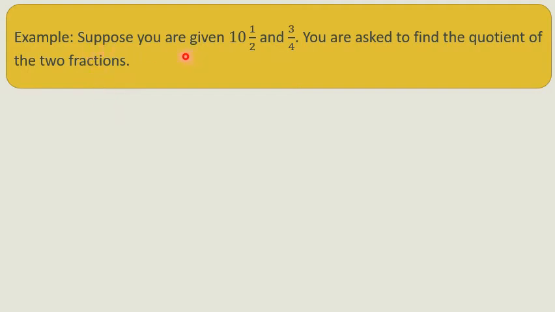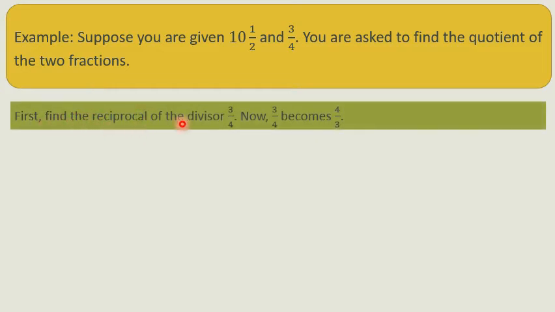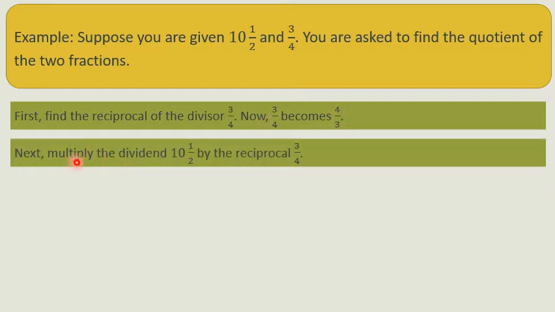So, suppose you are given 10 and 1/2 and 3/4. You are asked to find the quotient of two fractions. Ang una natin gagawin is to find the reciprocal of the divisor. Yung divisor po yung pangalawa. Since ito po ay 3/4, ang reciprocal po ng 3/4 ay 4/3. Then next, i-multiply natin yung dividend doon sa reciprocal ng 3/4. So, yung 10 and 1/2 times 4/3 na siya. Hindi na siya magiging divide, magiging multiply na siya kasi nag-reciprocal na tayo.